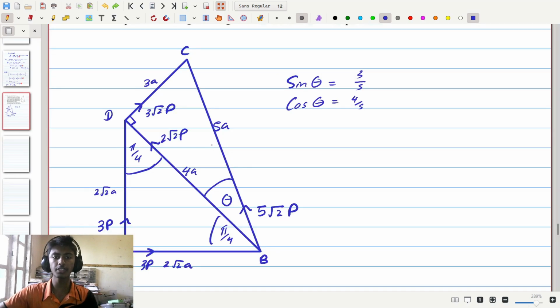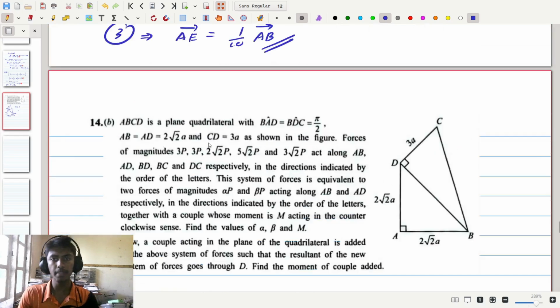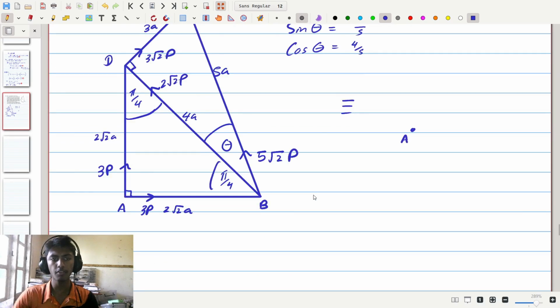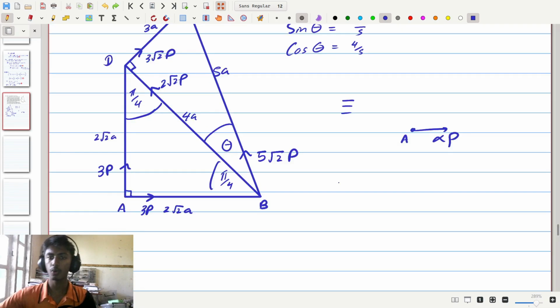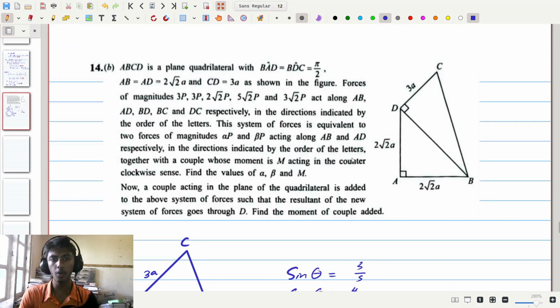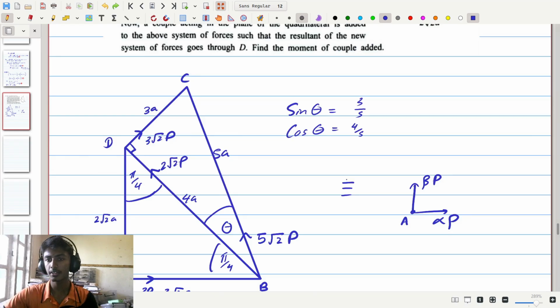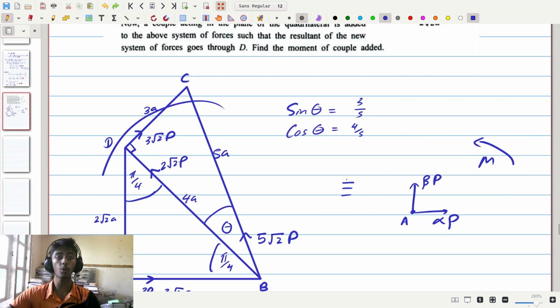So basically we're saying this entire system of forces is equal to a force at A going in the AB direction of alpha p, which means there's a force in this direction of alpha p, and then there's a force in the vertical direction from A to D, AD of beta p, so an upward force of beta p, and there's also a moment m in the anticlockwise direction, like this, a moment of m. So these three are equivalent to all of the stuff we have here.